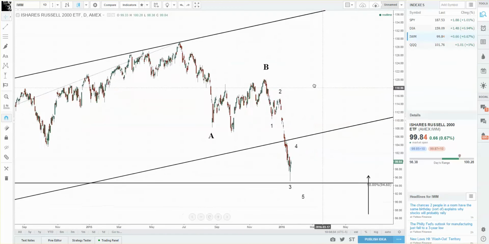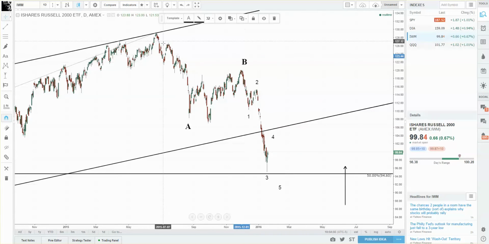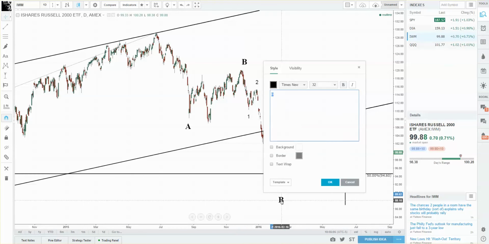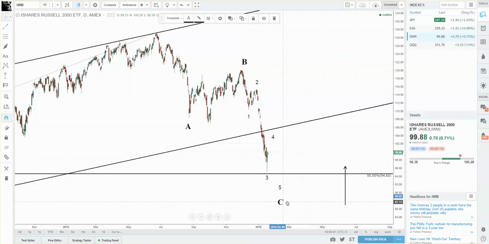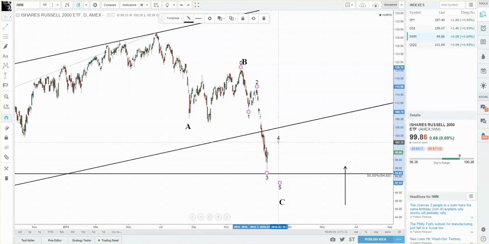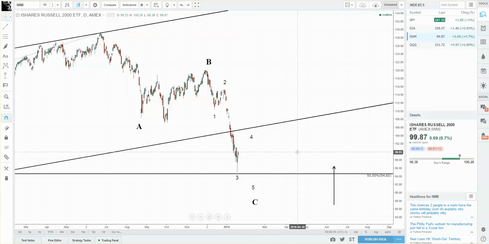So what I believe is underway is an A, B, C wave structure. Let me just put that in here real quick for my own chart. Okay, C waves are always 5 waves. So this bounce here is a fourth wave rally, or should be a fourth wave rally. So let's identify resistance that may provide a stopping point for this fourth wave.